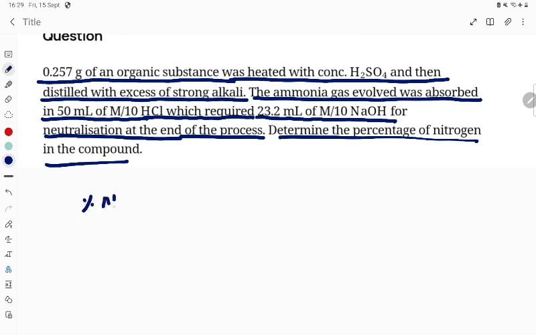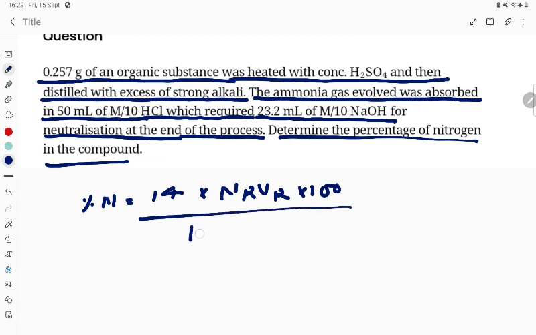So what is the percentage nitrogen, student? This is 14 into NRVR into 100 divided by 1000. Now with the formula you can simplify, that is 20/20, so it will come 1.4, and here the mass of OC is also there. OC means mass of organic compound.